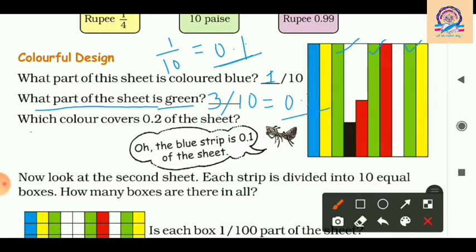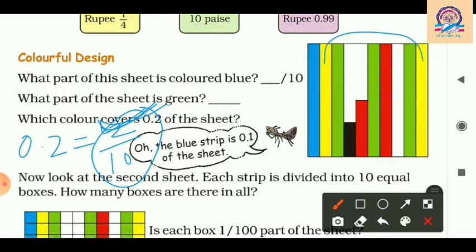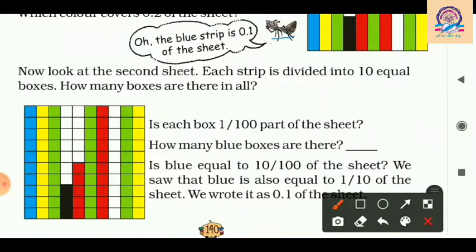Now next, which color covers 0.2 of the sheet? So 0.2 of the sheet means 2 upon 10. So we have to find a color which has 2 parts out of these 10 parts. So what is that? Yes, that is yellow. You can see here we have 2 yellow parts. So that will be 0.2 part. Now next, the blue strip is 0.1 of the sheet. We have already done it.